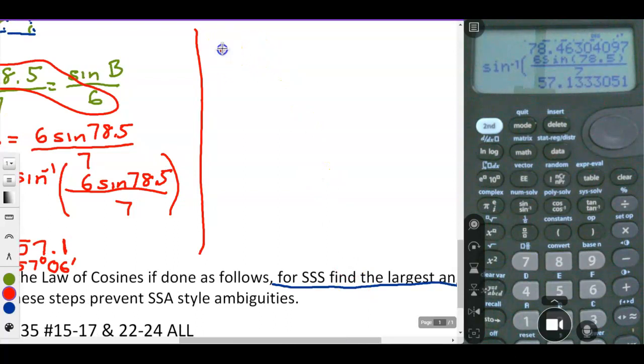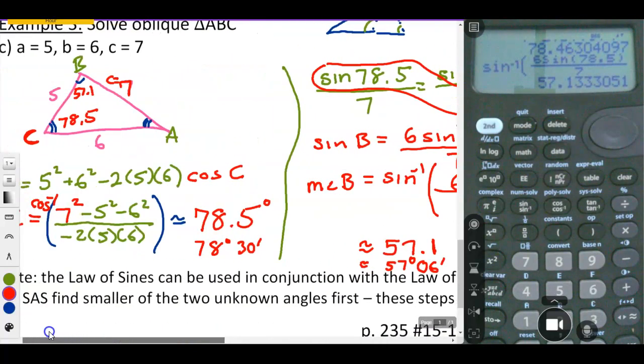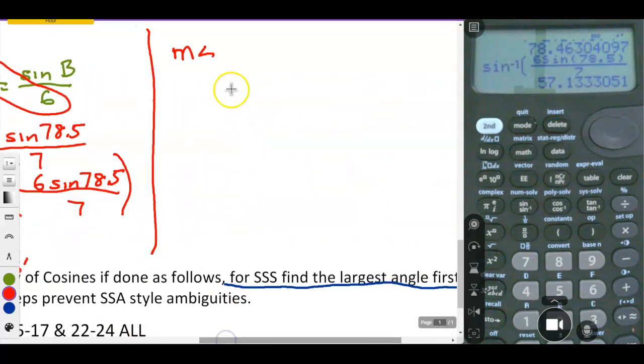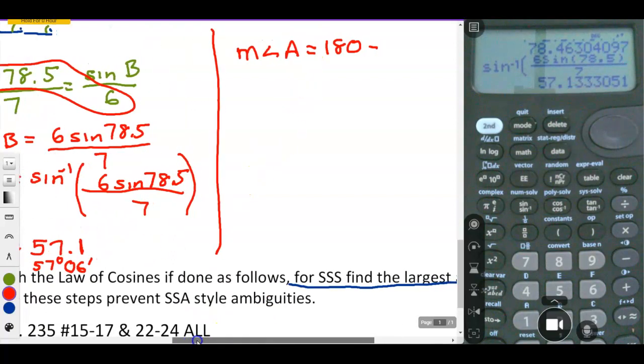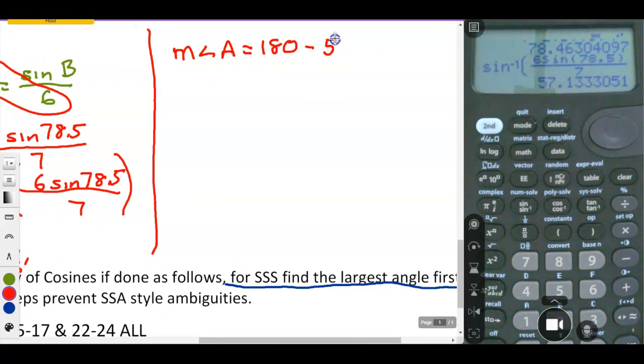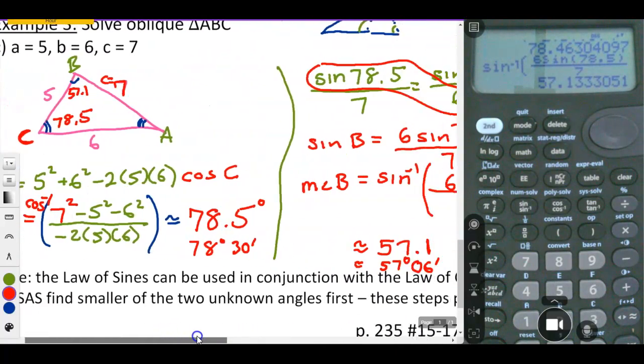Personally, I like the idea that the measure of angle, what are we on, C? Looking for? No, A. Measure of angle A will equal 180 degrees minus the other angles, right? So the one we just found of 57.1 minus 78.5.